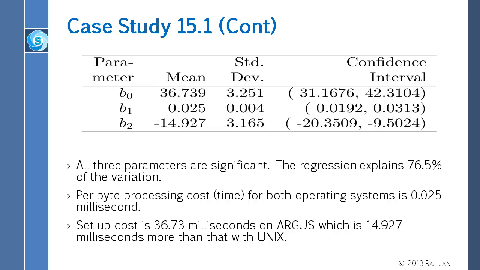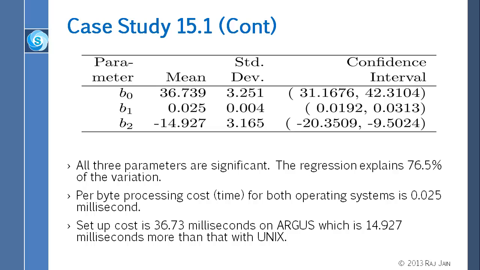All right. Now, this is a case study done by some students anyway. Later on, as we will see, I would have preferred -1 plus 1, as I indicated before. But this is the result that they put, 0 and 1. With 0 and 1, we get B0, B1, B2, and all 3 parameters are significant because their confidence intervals do not include 0. And the regression explains 76.5% of the variation. So this is R squared.